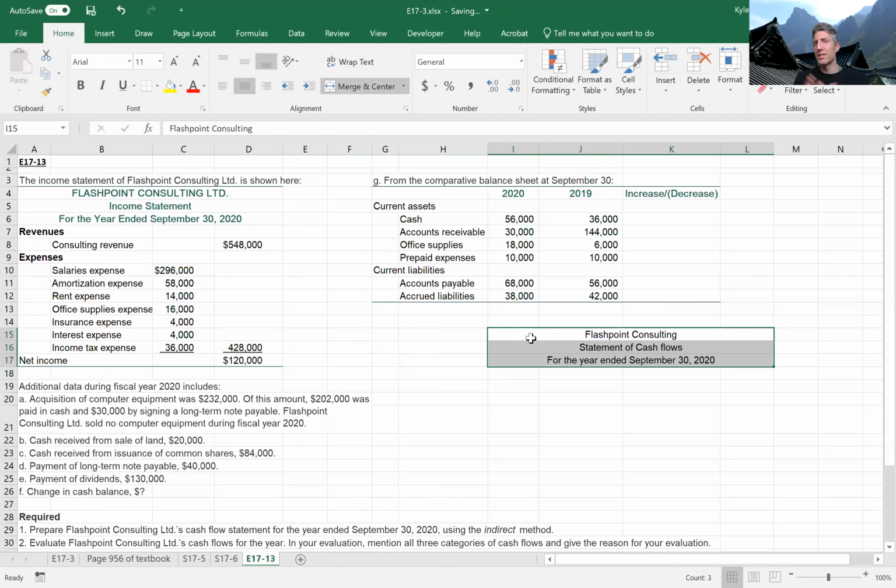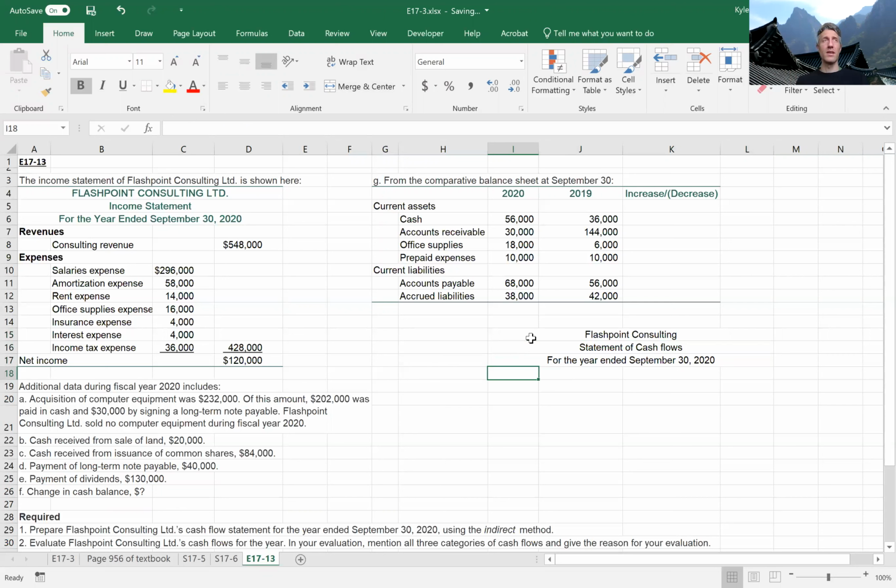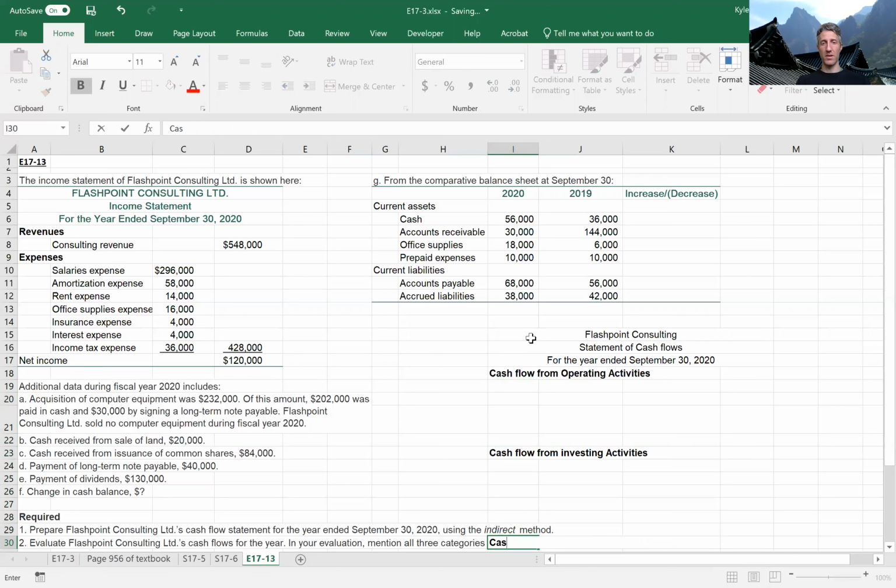I'm also going to use this as an opportunity to put in subheadings, because I know the cash flow statement is divided into 3 subsections. You have cash flow from operating activities, cash flow from investing activities, and finally cash flow from financing activities down at the bottom.